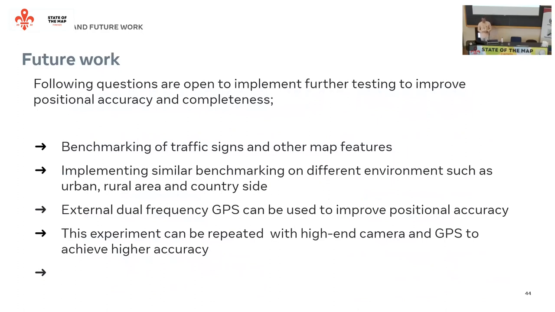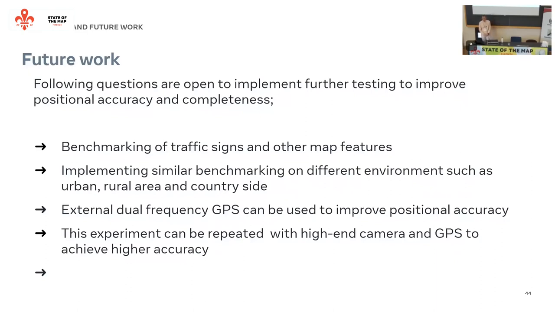As future work, this case study can be extended to different map features, like traffic signs or any of the Mapillary features I listed at the beginning of my presentation. I really want to figure out how positional accuracy and completeness change across different areas. How is it in urban areas? How is it in rural areas? And can we draw any conclusions from there?